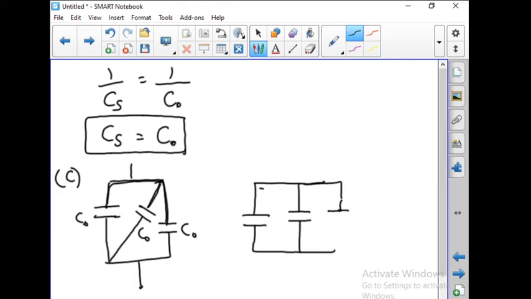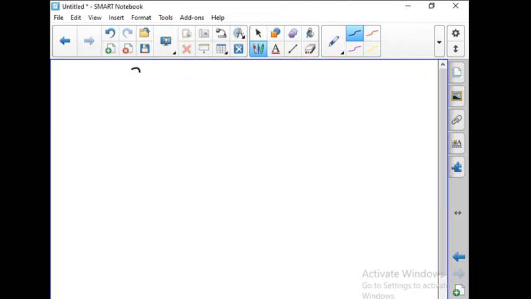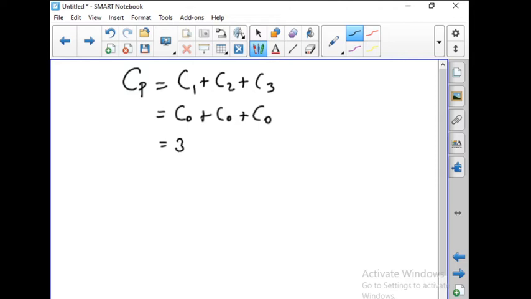We redraw the same. So these values are C0, C0 and C0. Now three capacitors are connected in parallel. What is the equivalent capacitance? The equivalent capacitance is represented as Cp is equal to C1 plus C2 plus C3. Here, what are the capacitance values? C0. It is equal to 3C0 and that is the equivalent capacitance of the three capacitors.